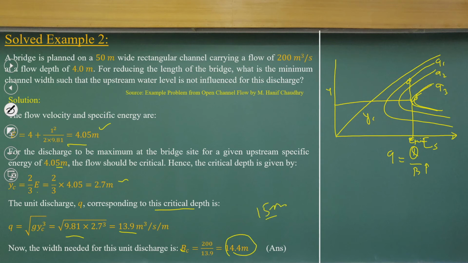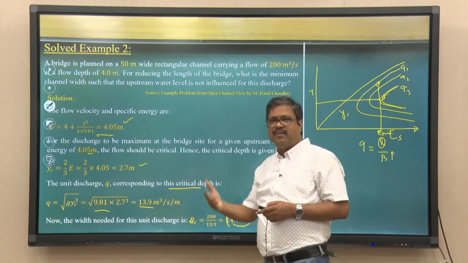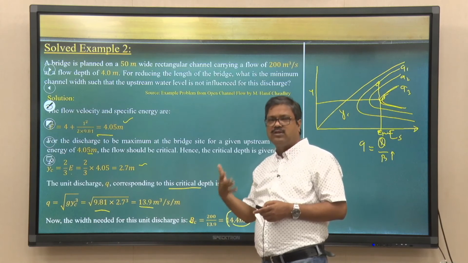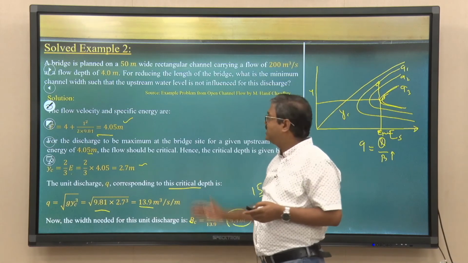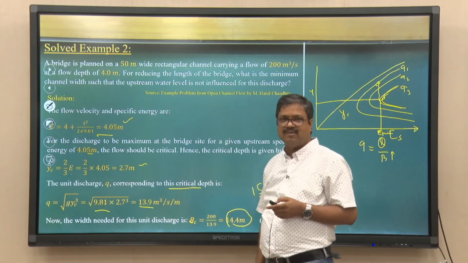Okay. That is the width. So, initially the width is 50 meters, but we can come up close to 14.4 meters. Okay. That is the depth we count with, unless there will be an effect on the upstream water levels. Because of that, a bridge also can have an upstream effect in terms of more submergence. To try to avoid that, we try to design using the critical depth concept.